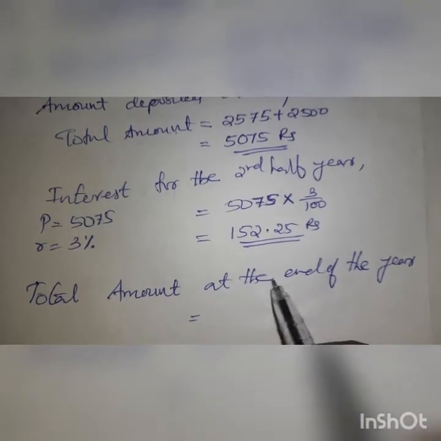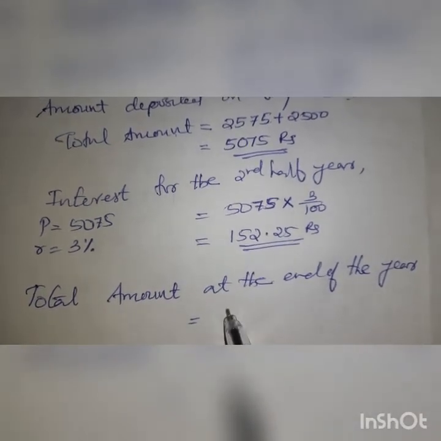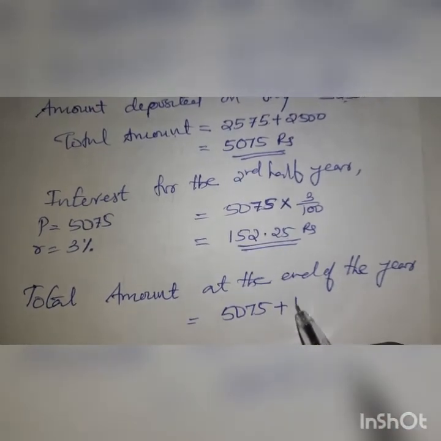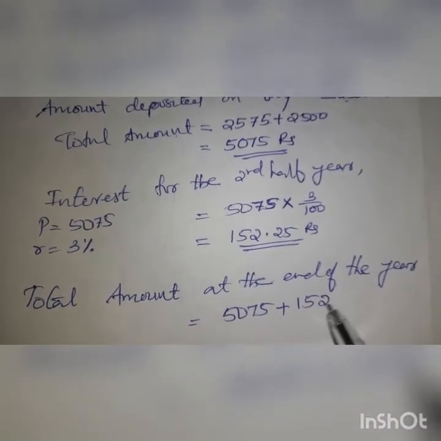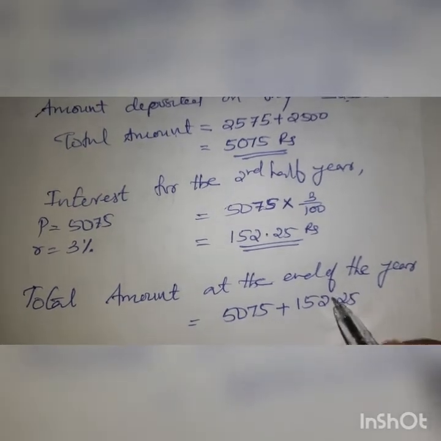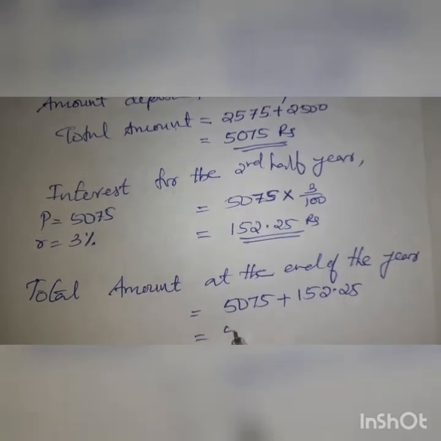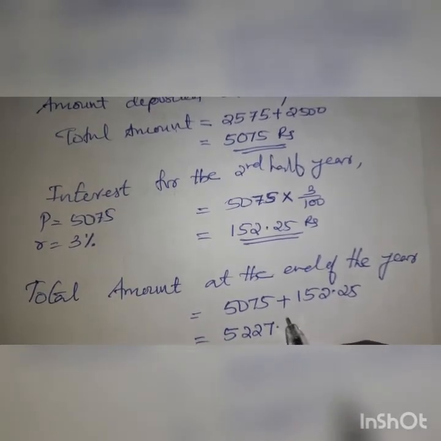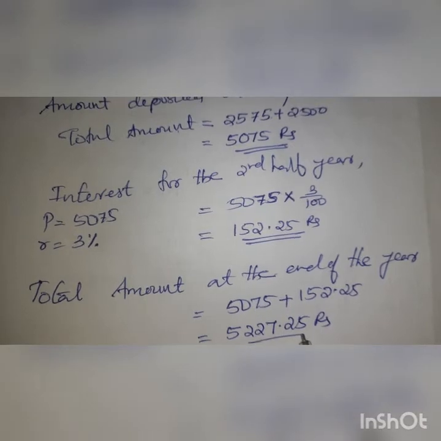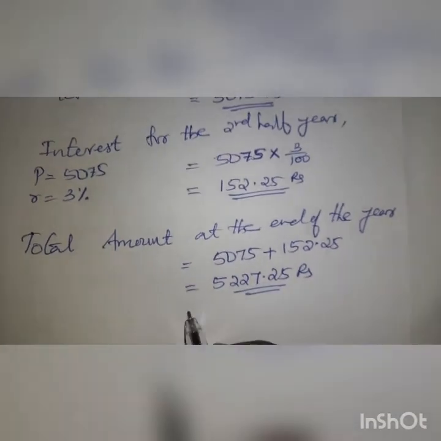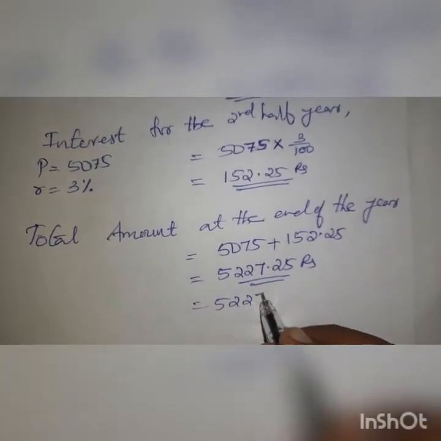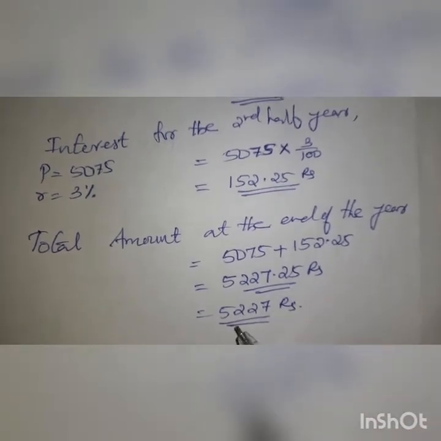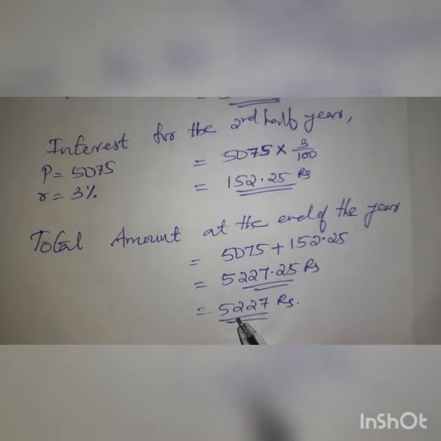So the total amount at the end of the year is, already the principal amount is 5075 plus the 6 months interest, 152.25 should be added. So you will get 5227.25 rupees. That you can round as 5227 rupees. So this is the amount he is getting after 1 year.